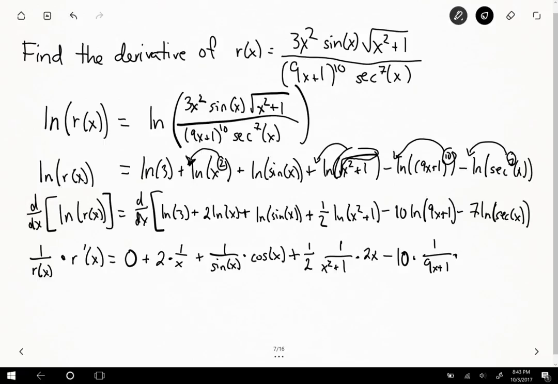Times, once again, the derivative of the interior function, 9x to the first power, so you can drop that 1 down, this becomes x to the 0, so essentially you get just 9, and then the derivative of 1 is 0, so you get 9 all together. And then minus 7 times 1 over secant x.